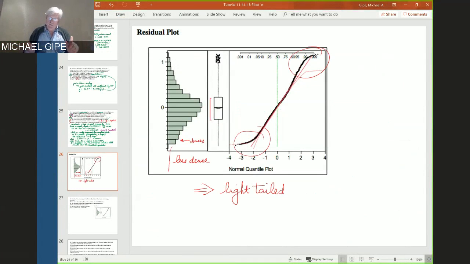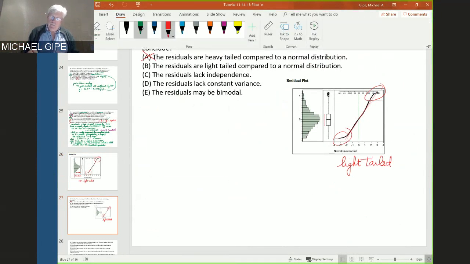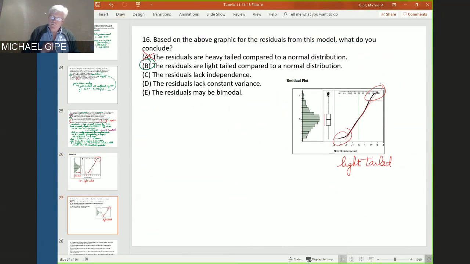Okay, so that's some information we have about the residuals. Based on the above graphic for the residuals from this model, what do you conclude? So we know from this the residuals are light-tailed. And what do we see here? Well, A, it says the residuals are heavy-tailed. Well, no, we know that's not true. B said just what we concluded, that the residuals are light-tailed. That is the correct answer.